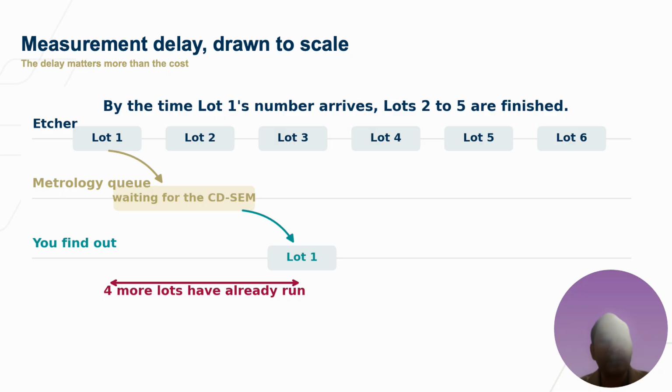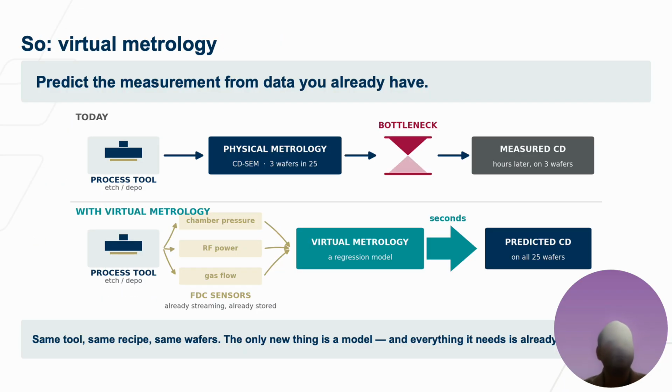Everybody who has taken a controls course knows what dead time does to the loop. It limits how aggressively you can correct and it makes oscillations easy. The delay is what hurts more than the cost.